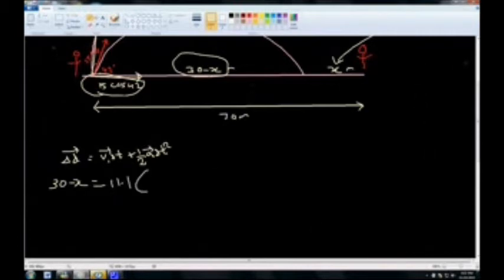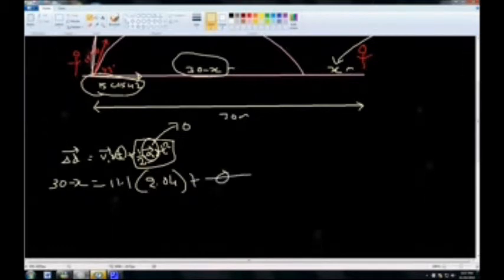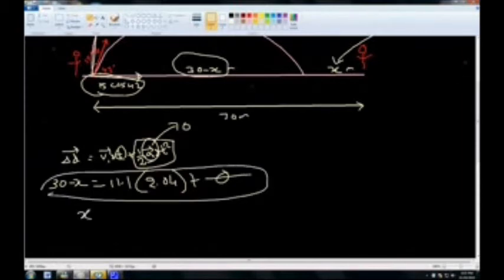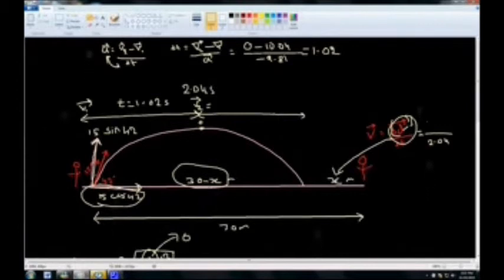You just found the time, 2.04. And you really don't need to do this part right here, because acceleration is 0. Horizontal acceleration is 0. So it'll be plus a big 0. Right here, so if you type the whole thing in the calculator, you get x equals 7.3. So distance here is 7.3 meters.